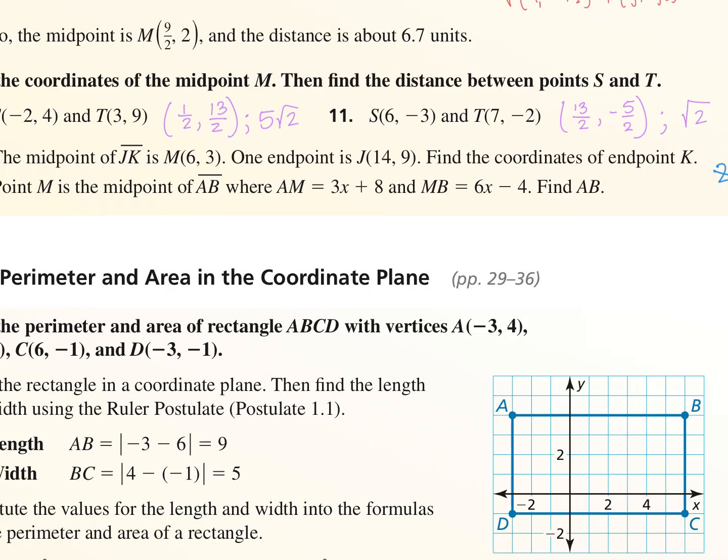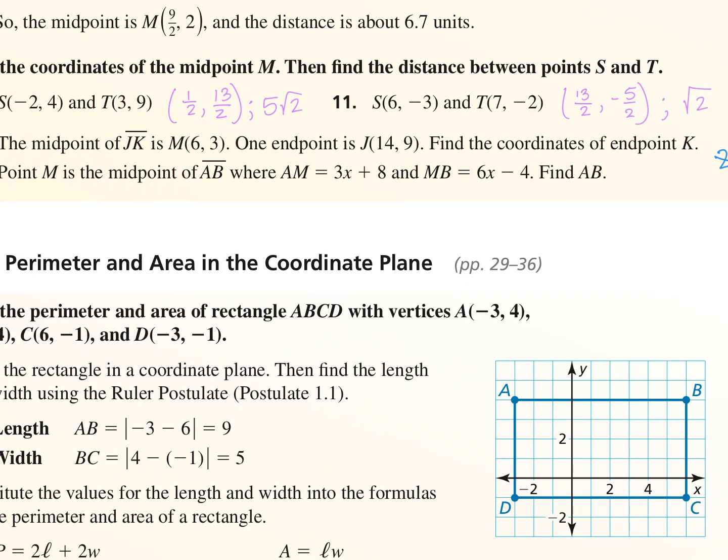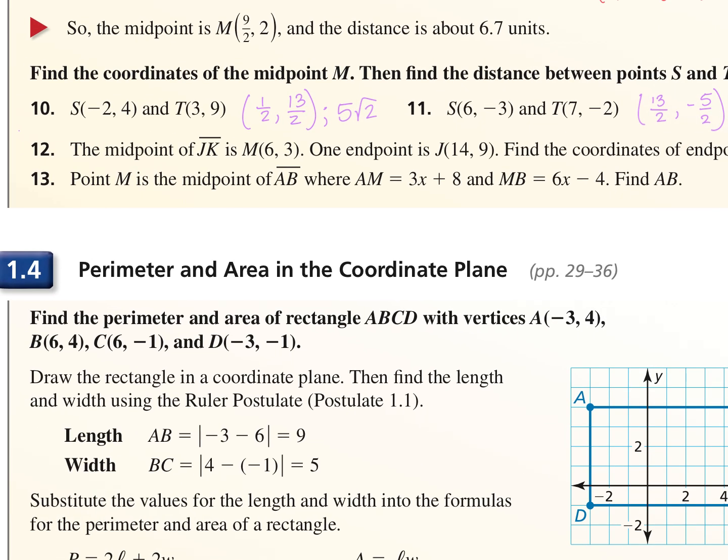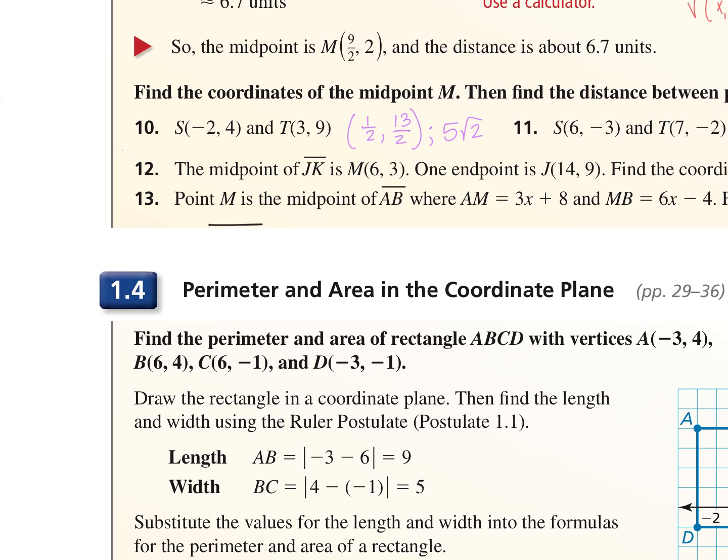And looking at the last question, 13, it says point M is the midpoint of AB, where AM equals 3x plus 8, and MB is 6x minus 4. Find AB. Midpoint, that means it's in the middle. So I personally like to draw it. So here is my diagram. I have A, I have B. In the middle is my M. Keep in mind, midpoint means it's congruent. So I'm drawing those little tick marks so I know that they're congruent. Looking at it, make them in red.